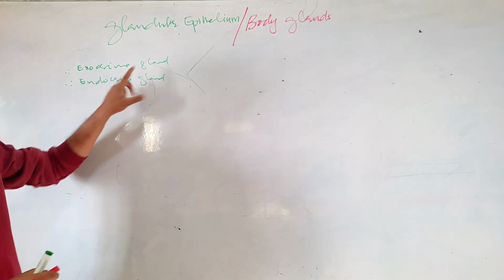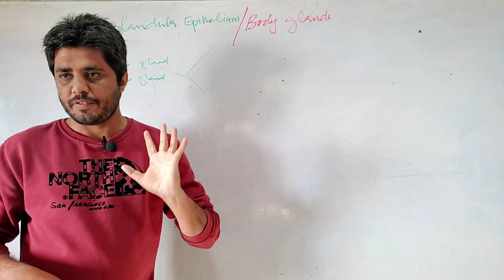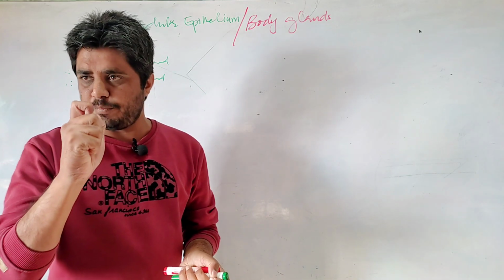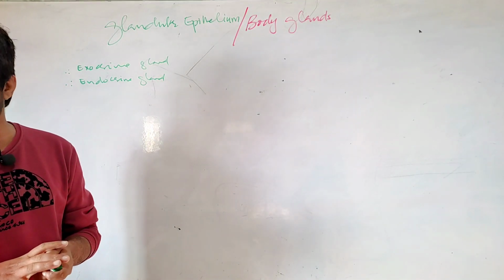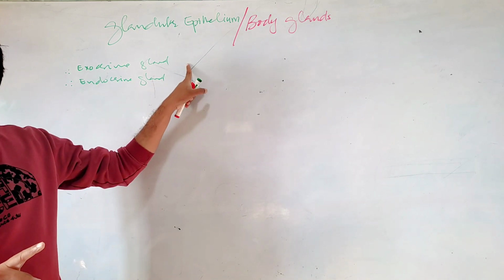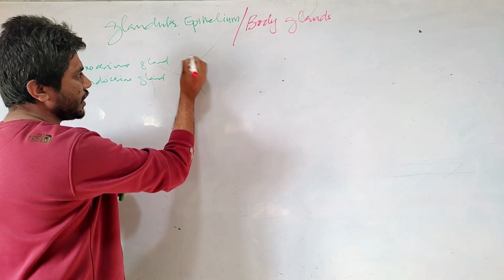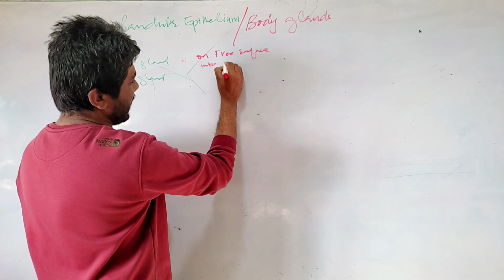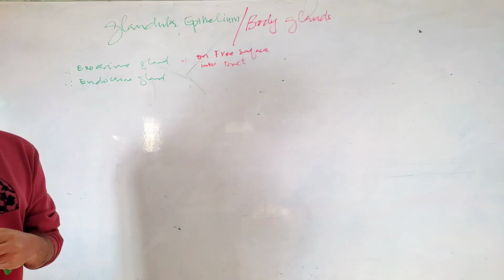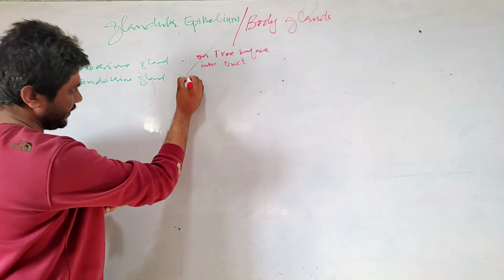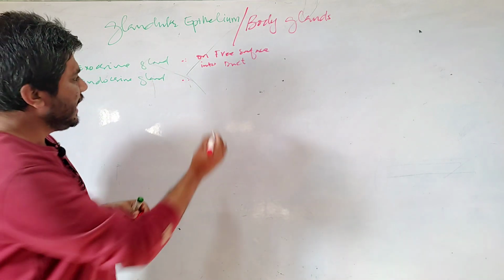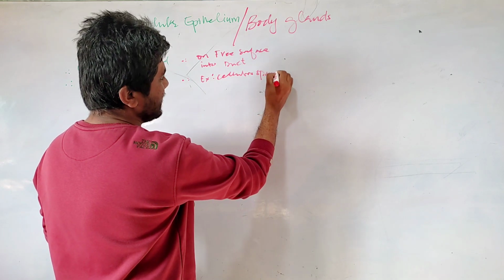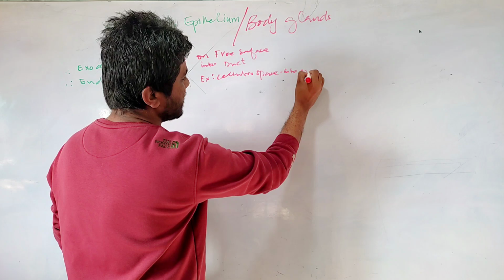Both types of glands, exocrine gland and endocrine gland, are in the region of epithelial. They are both epithelial. But there is one major difference between exocrine gland and endocrine gland. What is that? The exocrine glands release their secretion on a free surface, or into a duct which is connected with the gland. The endocrine gland secretes its secretion into the extracellular space, and that secretion enters nearby blood vessels or the blood stream.